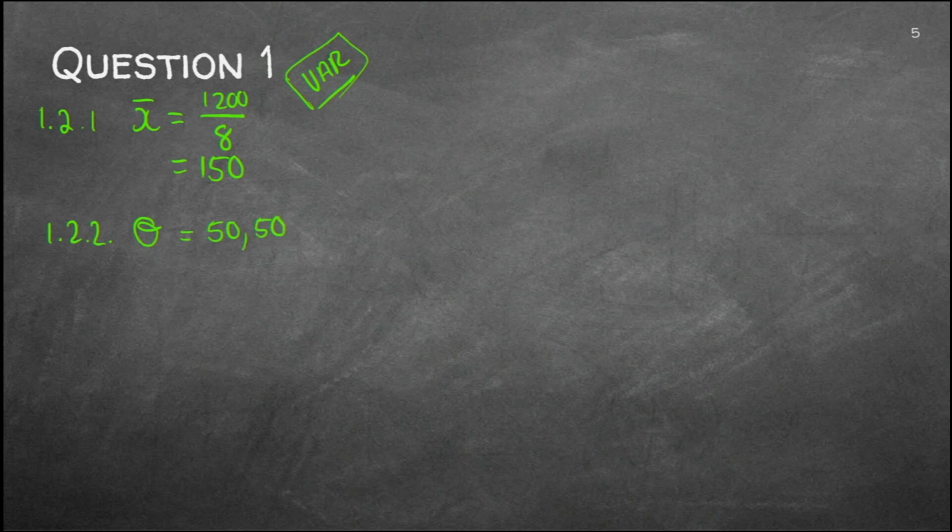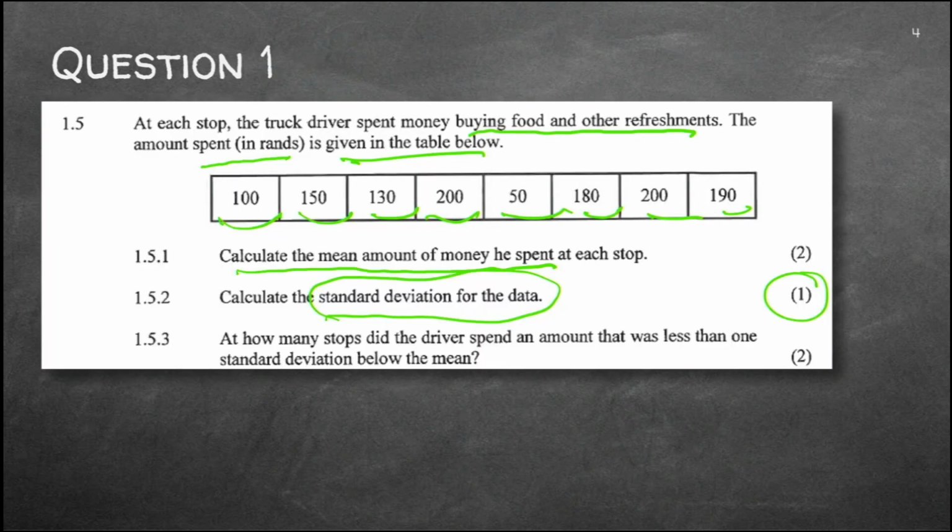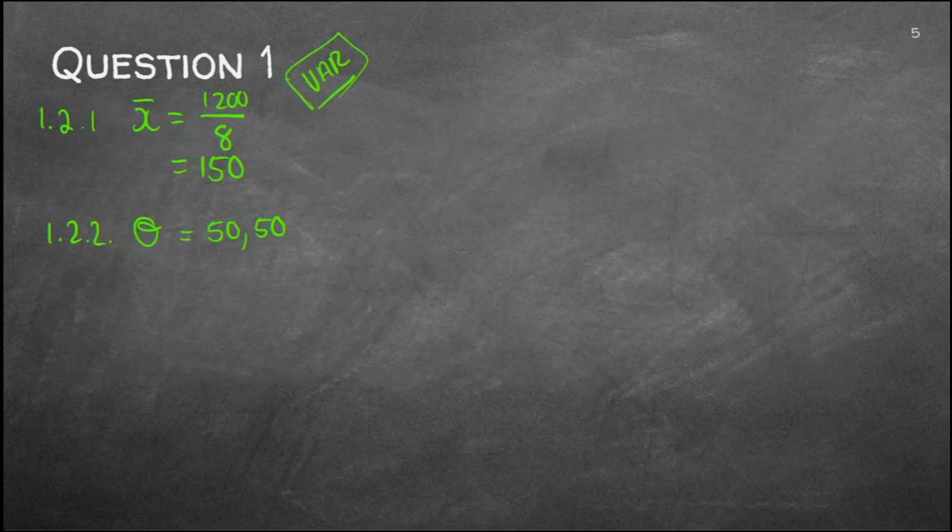So this last part, they would ask us, at how many stops did the driver spend an amount that is less than 1 standard deviation below the mean? Okay, so let's quickly have a look. Just correct this as well. It's question 1.5.3. So 1 standard deviation below the mean.